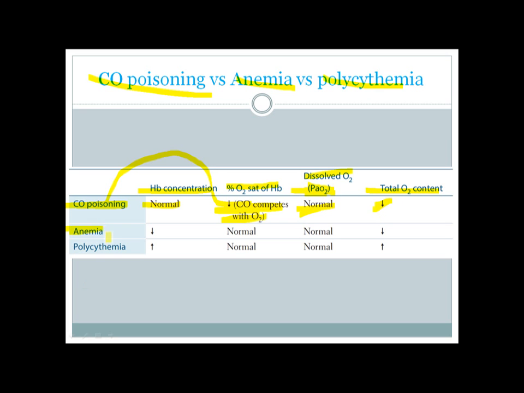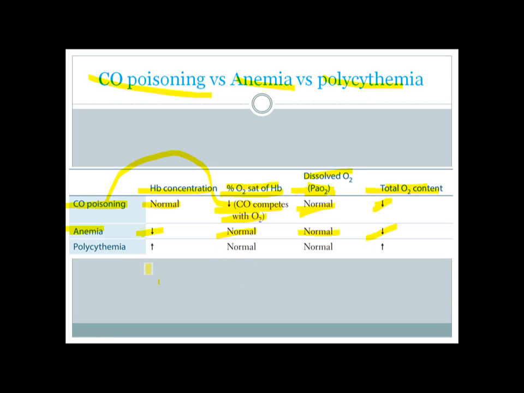In case of anemia, the hemoglobin concentration is reduced, but the percent saturation of hemoglobin is normal. The dissolved oxygen or the partial pressure of oxygen is normal, but the total oxygen content is reduced because the hemoglobin bound portion is reduced as the hemoglobin itself is reduced.